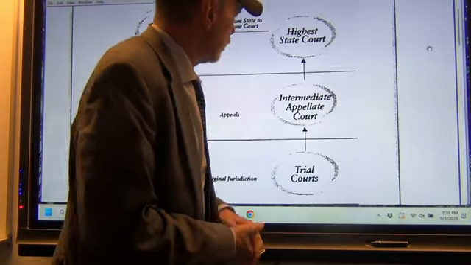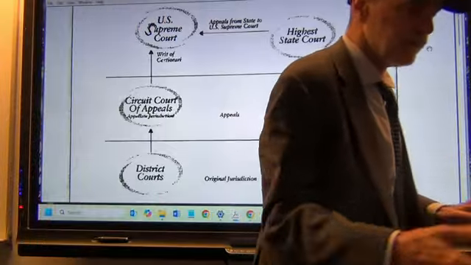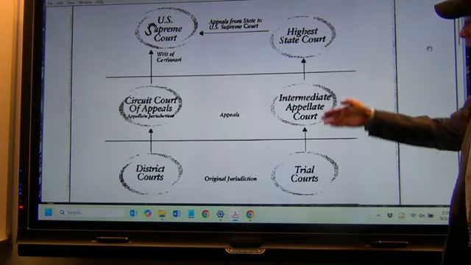I have a bit of a dilemma. If I stand in the center of the camera, I block the view, so we'll have to move back and forth a little bit. But anyway, on the right here, we have the state courts.